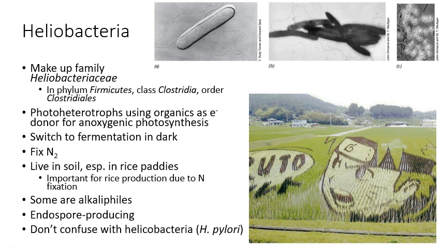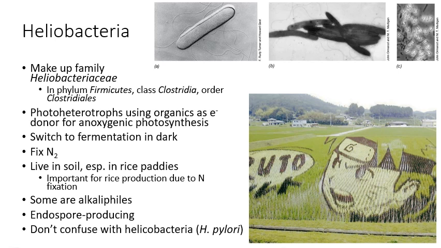Then you have the Heliobacteria, which are part of family Heliobacteriaceae. That's actually in the phylum Firmicutes. Within the phylum Firmicutes, you have class Clostridia, then order Clostridiales, then family Heliobacteriaceae, which would be the Heliobacteria. So the rest of that class and order are not phototrophs, just the family Heliobacteriaceae. So these guys are closely related to each other. They're also photoheterotrophs that would use organic compounds as their electron donor. In the dark, they are going to switch to fermentation.